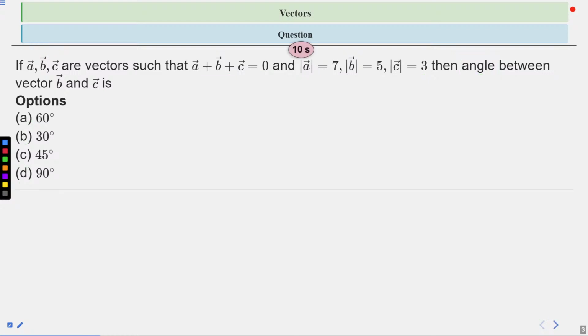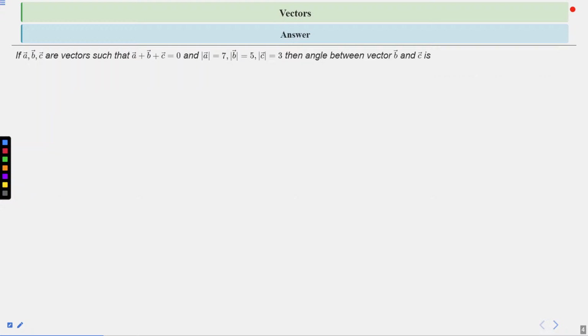You have some time to solve this question. After that we will provide the solution. Please solve this question. So, the correct answer is 60 degree.